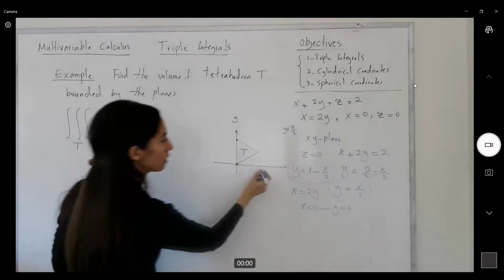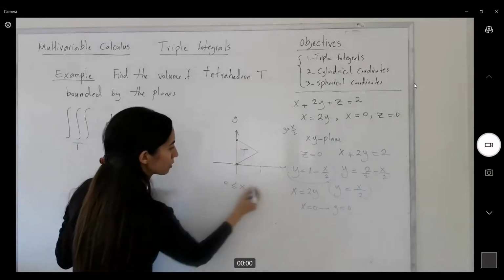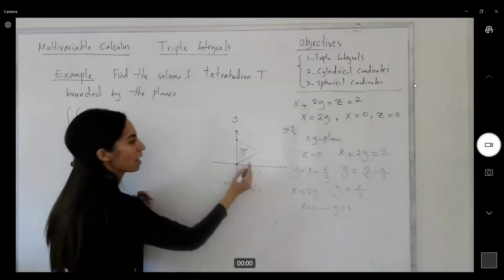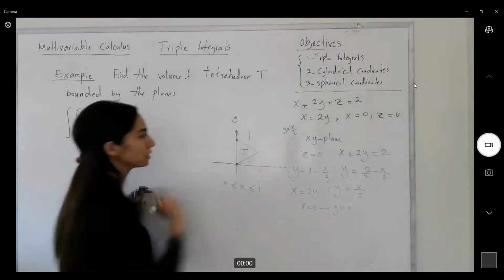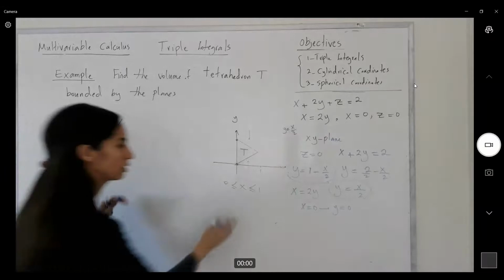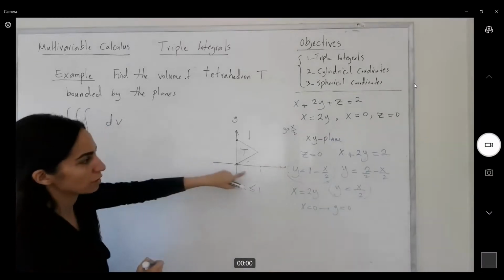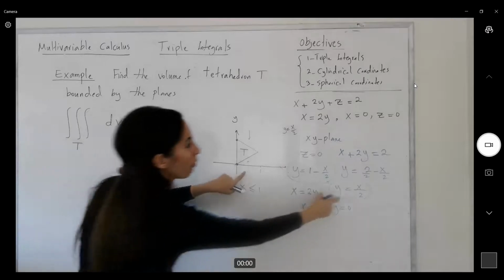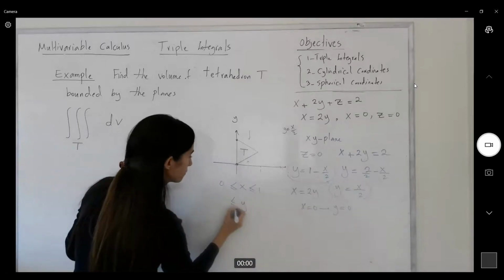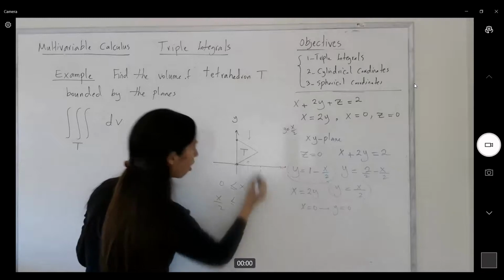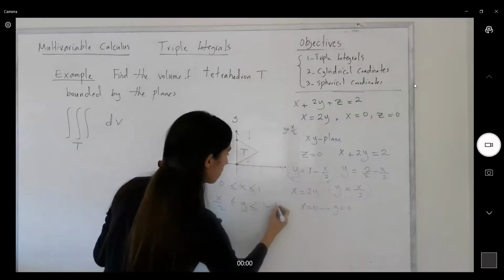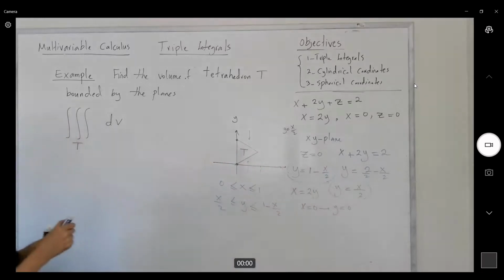So your T for x is bounded between 0 and 1. This is your x, and your y is bounded between these two line segments. So the lower line segment is y equals x halves, and your upper boundary is 1 minus x divided by 2.